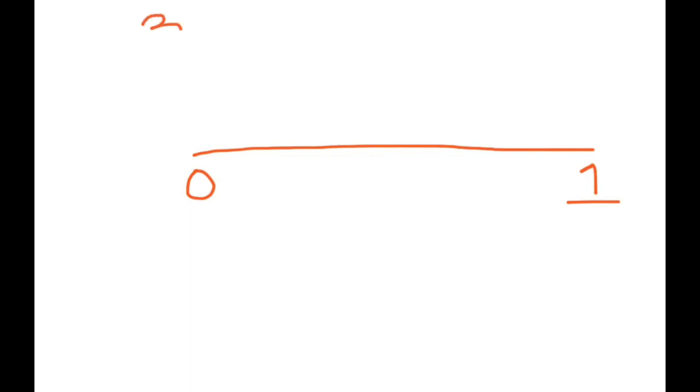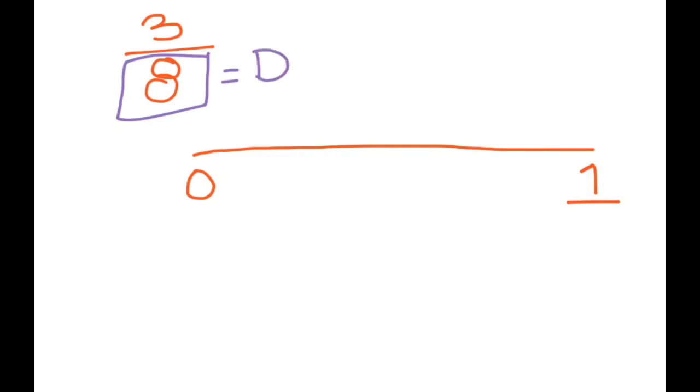I'm going to draw another number line, and I'm going to start with 0. And again, I'm just going to 1. And then I'm going to plot, let's see, how about 3/8? Again, a very important number is the denominator, which tells you the number of parts. So let's go ahead and break it up.